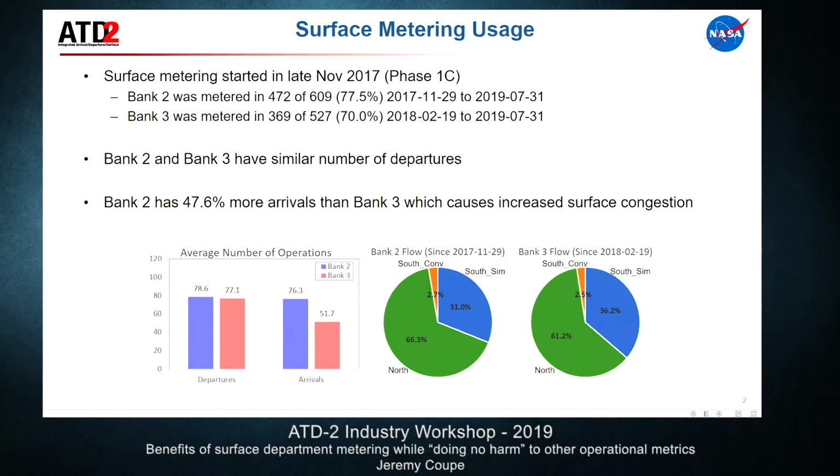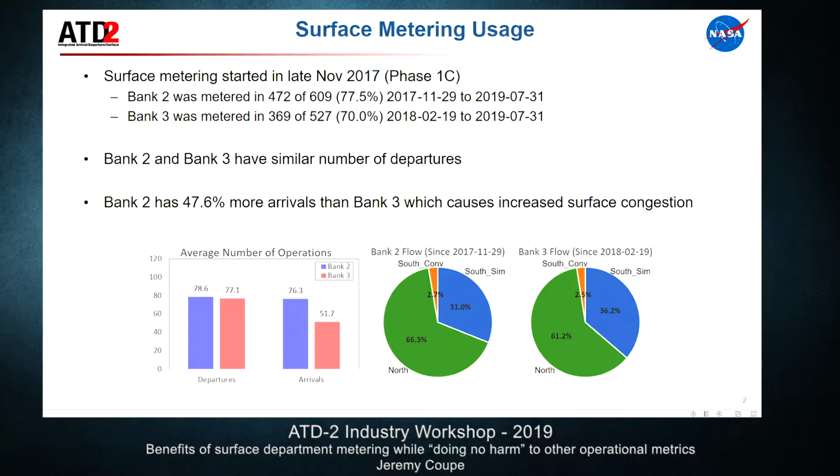And so early on during surface metering, when we were in the initial testing phase, we said, okay, let's try to pick out the busiest bank, which we determined was bank 2. And that locally at Charlotte operates somewhere between maybe 9 to 9:30 to 11 a.m., somewhere in that area. And so we turned surface metering on at Charlotte in bank 2 starting November 29th. And the data that we'll show on these slides goes all the way through July 31st.